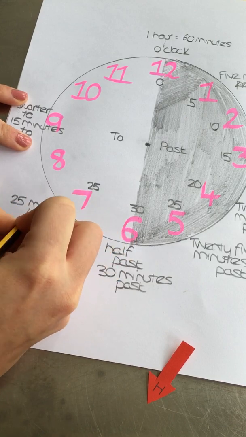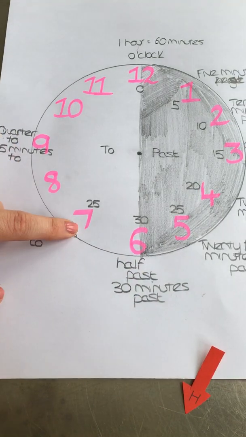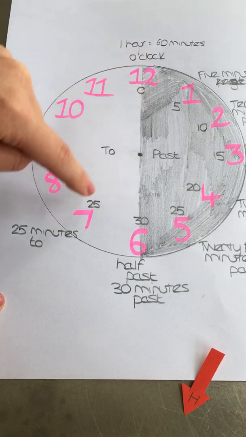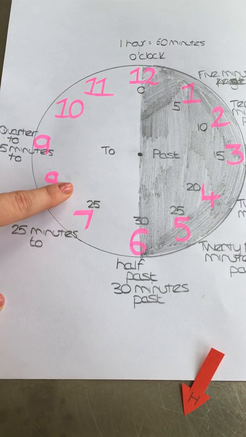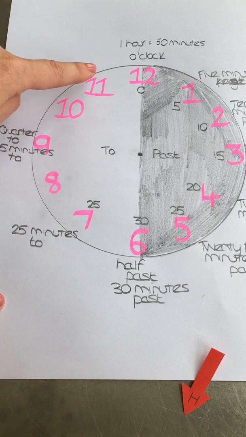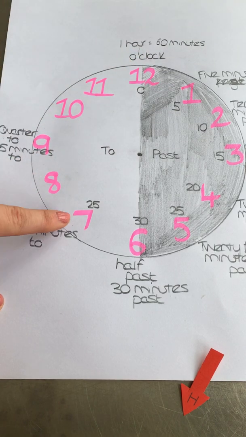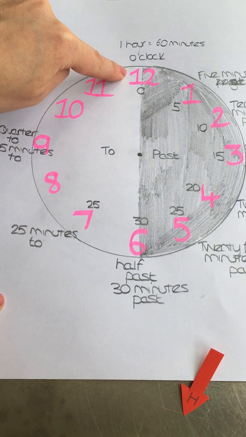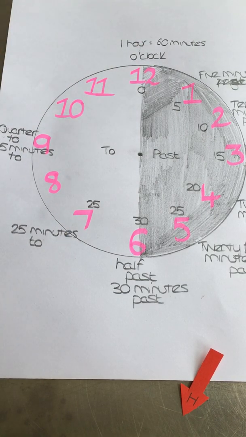Because from here, if I wanted to count back to reach my o'clock, I'm going to count in fives. 5, 10, 15, 20, 25. So when it's on the 7, there's 25 minutes left to the next o'clock.